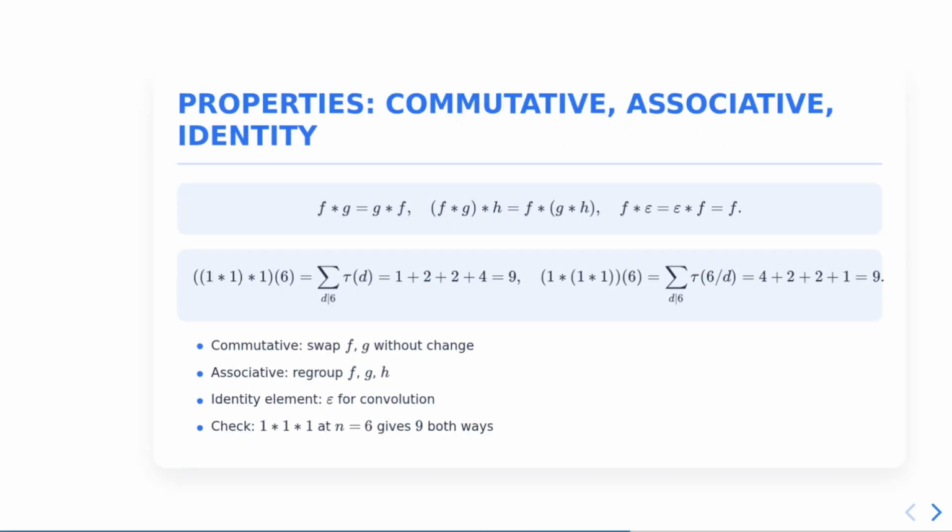Dirichlet convolution behaves much like ordinary multiplication. The identities here say that it is commutative, so f convolved with g is the same as g convolved with f, and associative, so you can group three functions in any order. The third identity says epsilon acts as a multiplicative identity for convolution. To make this concrete, the example at the bottom checks associativity when all three functions are equal to 1 at the number 6. Both groupings give the same total, 9. So once we know these laws, we can think of arithmetic functions as forming a kind of ring under pointwise addition and this convolution product, with epsilon playing the role of the number 1.